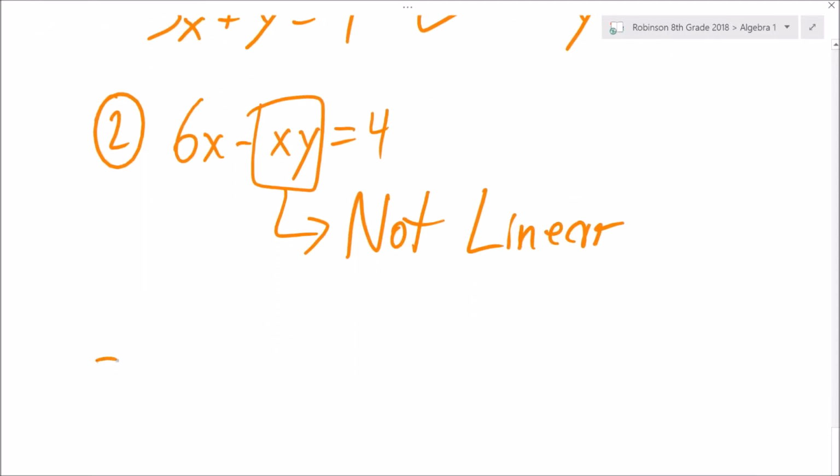Another example. 1/3 y equals -1. Our instincts tell us that this is not linear, but it actually is, because I could rewrite it like this.